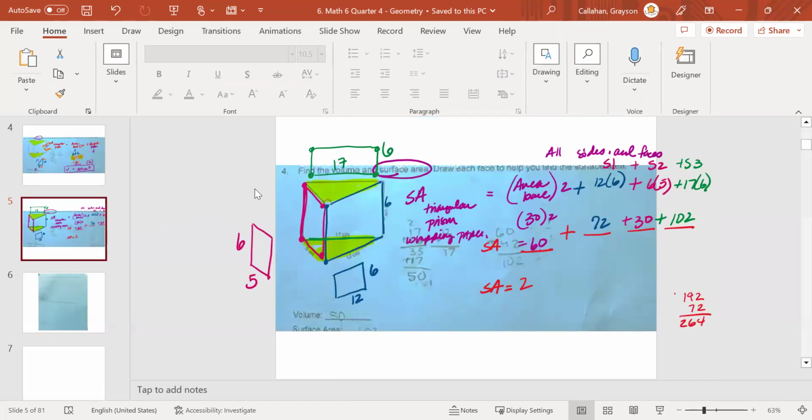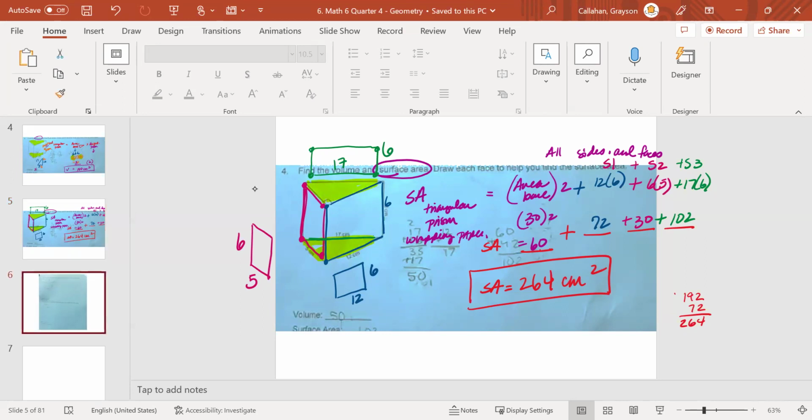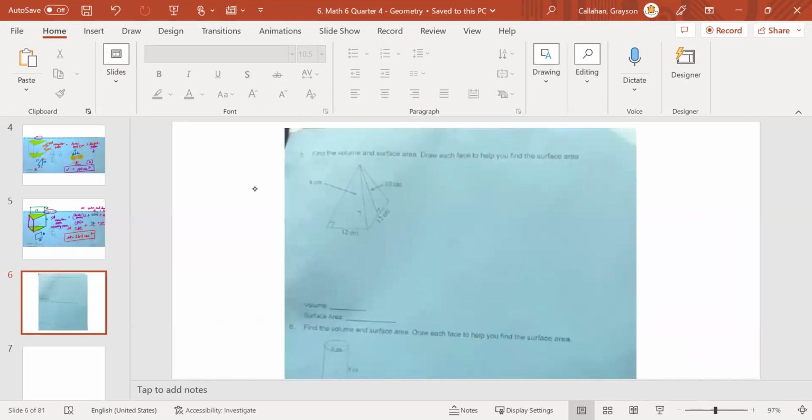What's your answer? 264. Good. Surface area, centimeters squared. So what I'm boxing, you better write it down. And when I go to class with Emma, I want you to copy the rest down. Do you understand? Do not miss any of the information that I'm copying down. You need to have everything there, okay? Are we good? Okay, number 6. What is it asking you to find?